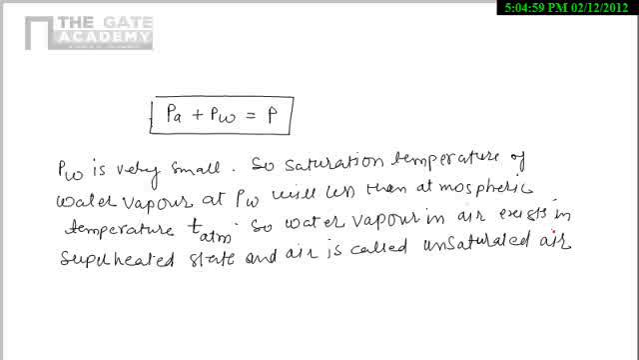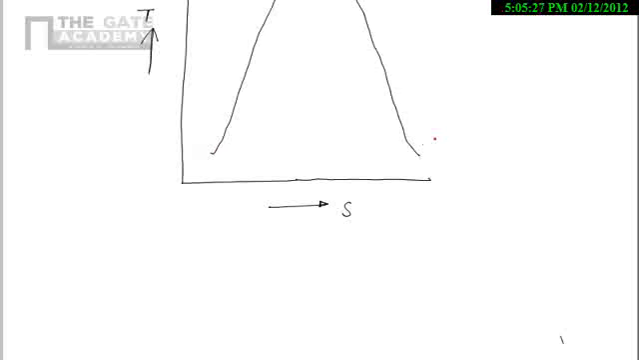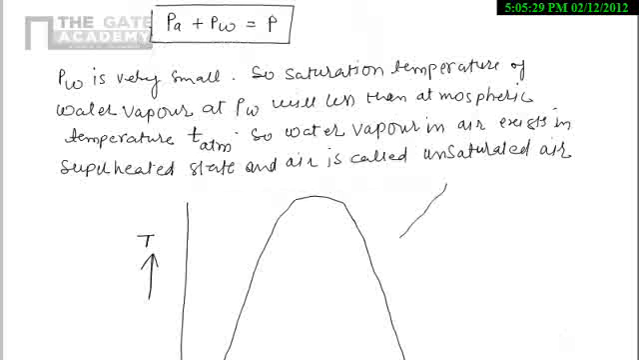And this air is called unsaturated air. Now I am drawing the TS diagram. With the help of this diagram, it will be very clear regarding PW and the atmospheric temperature. On the y-axis just take T, and on the x-axis take entropy. Now I am drawing two pressure lines here.